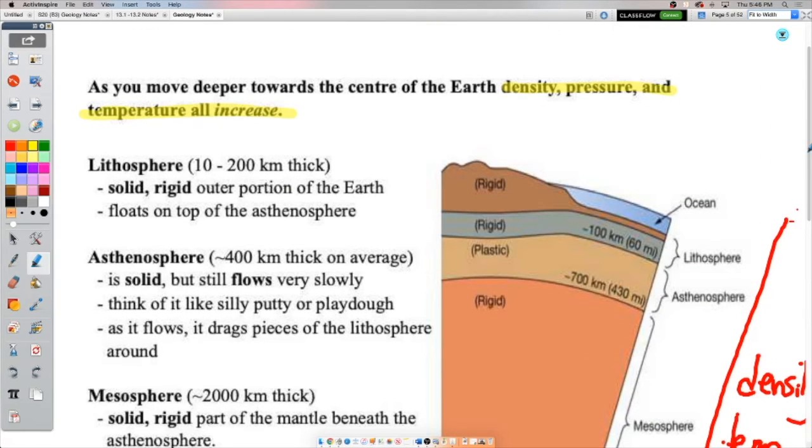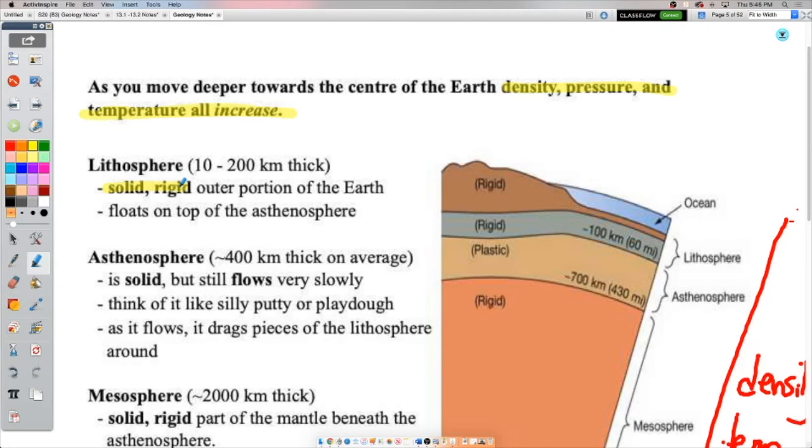Okay, so the first of these is the lithosphere. This is a very thin layer. It's only 10 to 200 kilometers thick. Okay, this is the solid region. So it's solid, and it's rigid. It's the outer portion of the Earth. Reach out, touch the ground, jump on it, you're jumping on the lithosphere. That's where you are, the lithosphere.